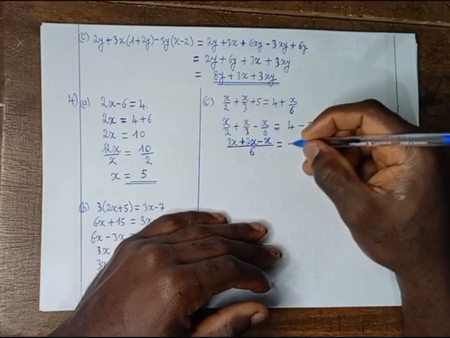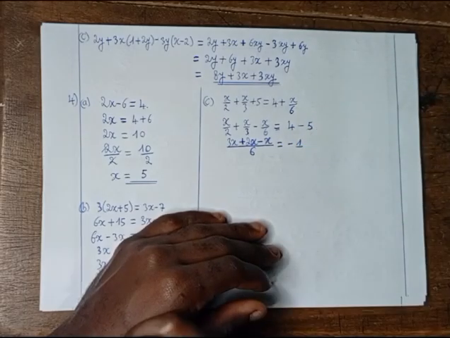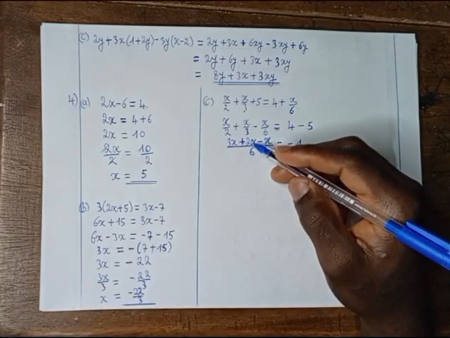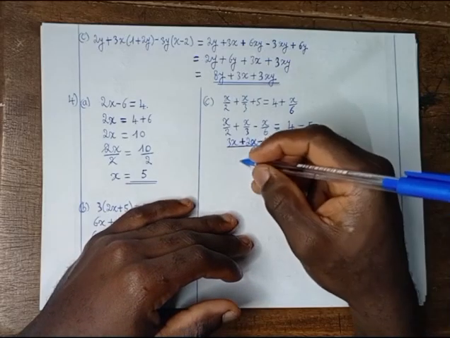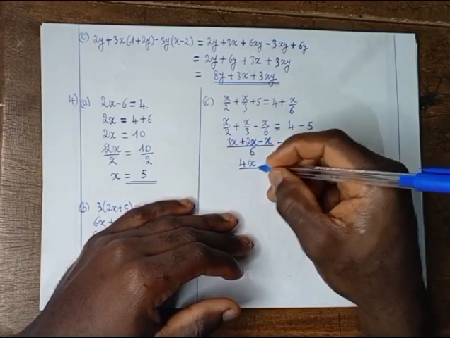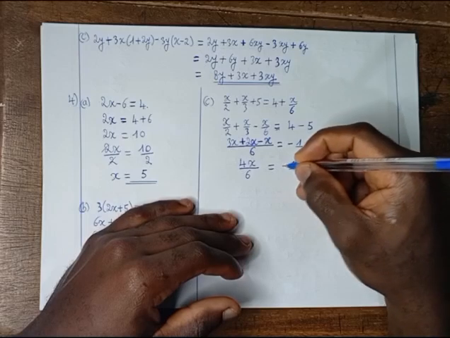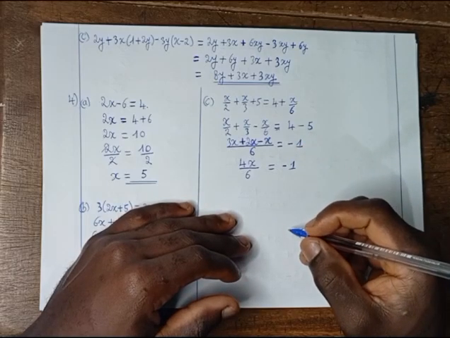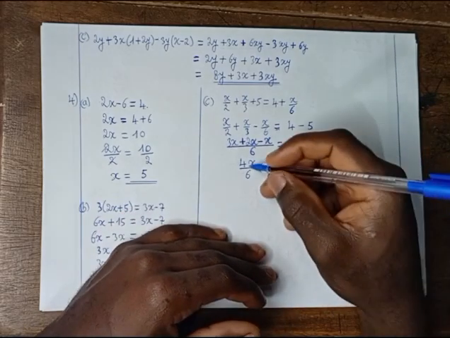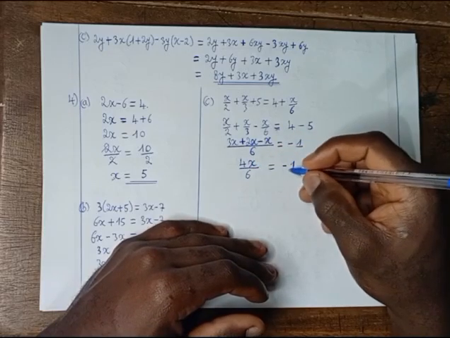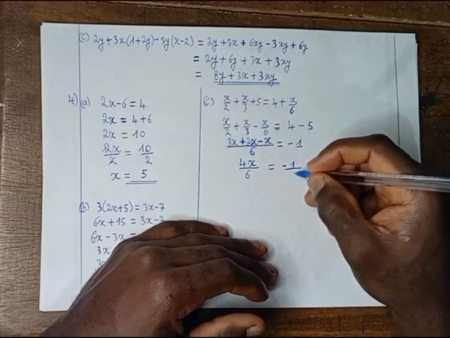4 minus 5 gives us negative 1. Next, we simplify the numerator here. 3x plus 2x is equal to 5x. 5x minus x gives us 4x on 6 is equal to negative 1. Next, we know negative 1 can be written as negative 1 on 1.